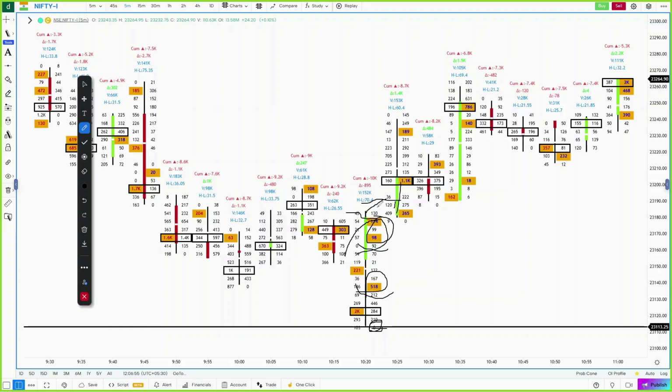Once you enter, once the price moves by 150 to 200%, you book most of your positions and try to trail stop it to the previous candle low or previous imbalances.